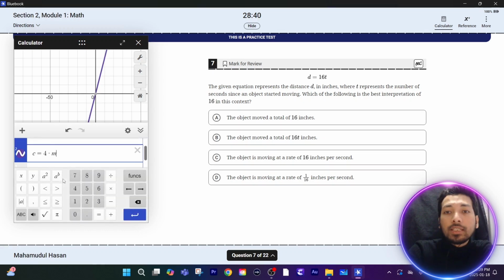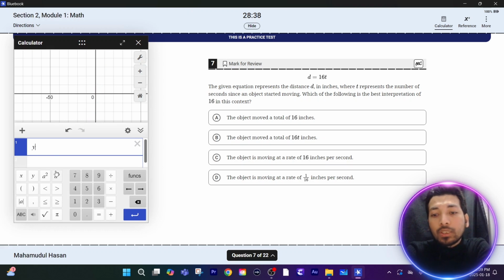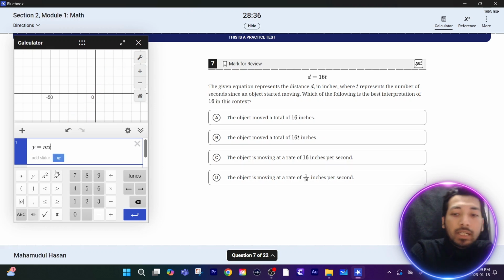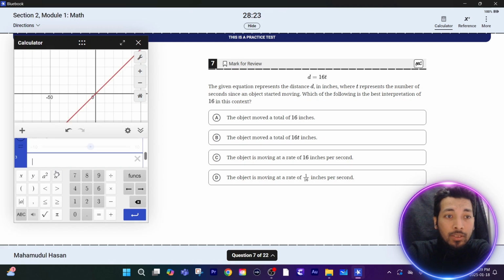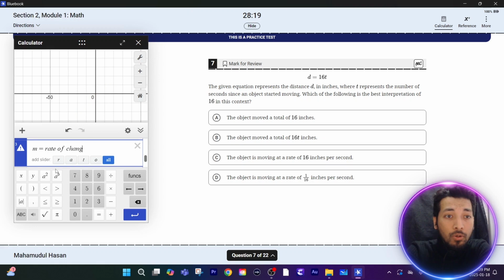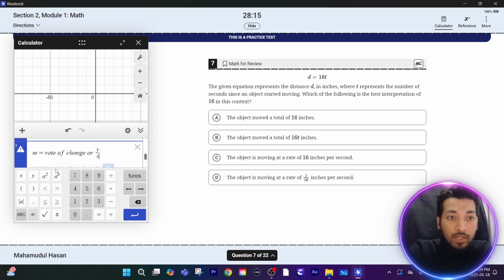So again, this equation is referring to mx plus b, y is equal to mx plus b. In this case, we can see that b is equal to 0 because there is no y-intercept. So m is representing the 16. So we can write m to be rate of change, or we can also write this as y over x.